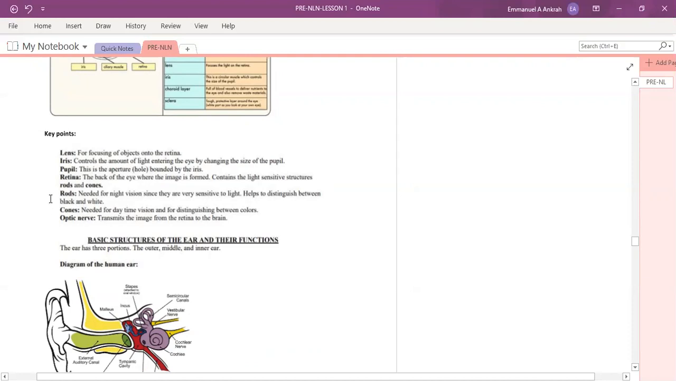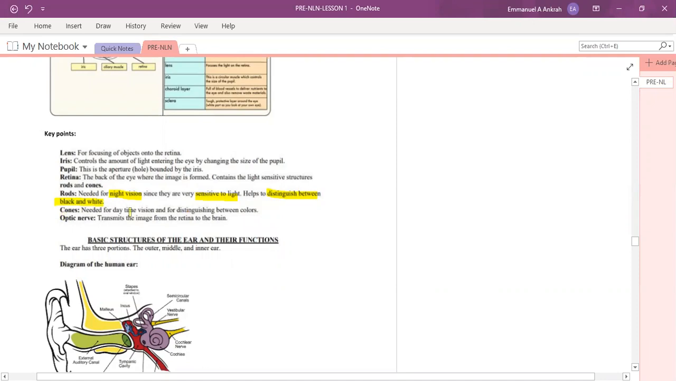Now note that the rods are needed for night vision. Let me highlight that. You need the rods for night vision, since they are very sensitive to light. So that's the function of the rods, night vision. Then they also help you to distinguish between black and white colors. So night vision and black and white.